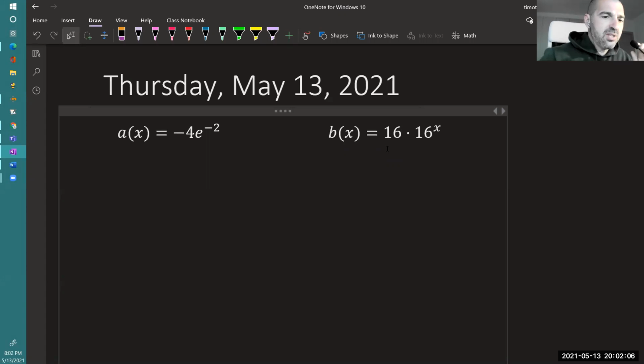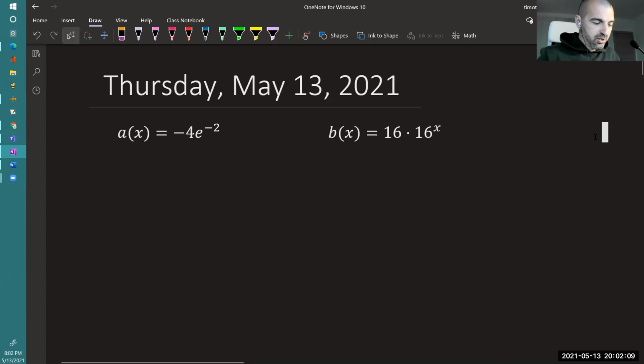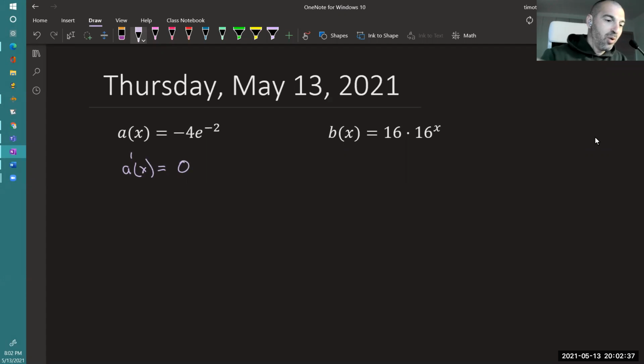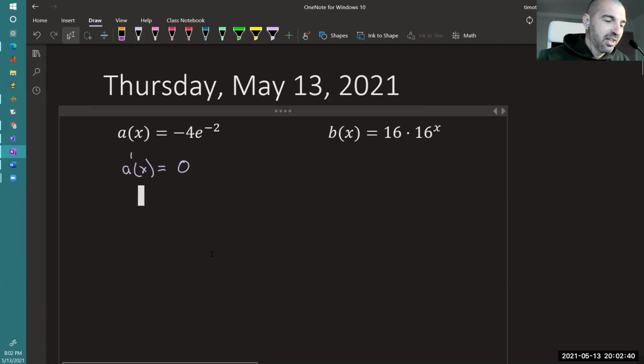All right, let's cut to the chase, shall we? First is a of x is negative 4e to the negative 2. Oh, hold on a second. I messed this one up already. Hey, let's pretend this is what it is. What's the derivative of this? 0. How's that sound? A prime of x is 0. Why? Because there's no x's in there. I probably had a typo and forgot to put an x there. Okay, so we'll leave it like that.